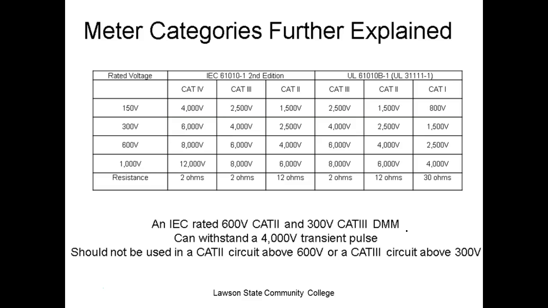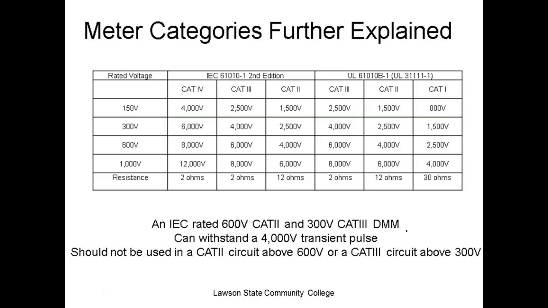What we're saying is that a CAT 4 meter, 600 volt, could actually handle a pulse of what? 8,000 volts. Now, a 1,000 volt CAT 3 meter could handle what? I'm sorry, here we go. So it was a 1,000 volt CAT 3 meter, 6,000. Okay? CAT 2. That's CAT 2. Yeah, but I'm trying to go back to what this meter is. So this meter is a 1,000 volt CAT 2, and it's a 600 volt CAT 3.